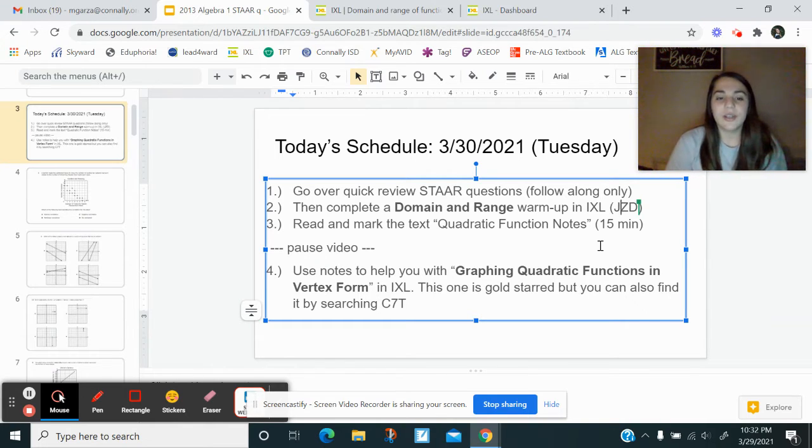The next thing you're going to do is use these notes that I have attached to the Google stream, the post that I have this video on. Hopefully you can have these printed in class. If not, you can just use the ones on the Google. However, I really do want you marking the text, so using highlighters, pens, something like that, okay?